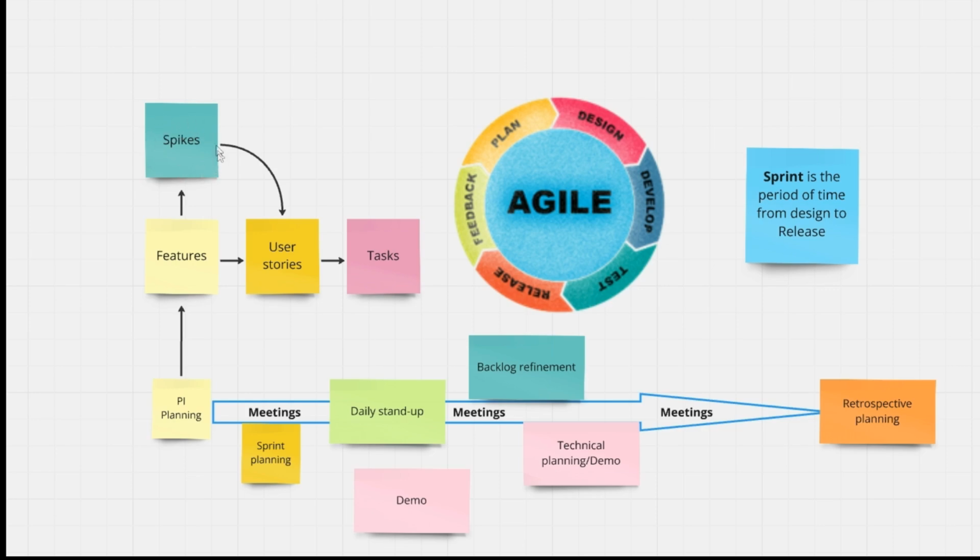So we raise a spike or we create a spike to investigate the requirements and solution of the user story, to get more clarity over the requirements or to investigate the solution. And then we can start working on the user story in form of tasks. So we create tasks with reference to the user story.